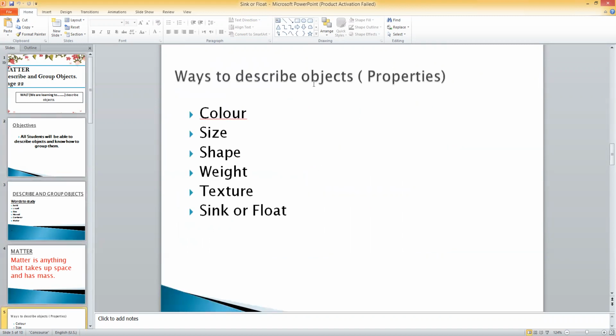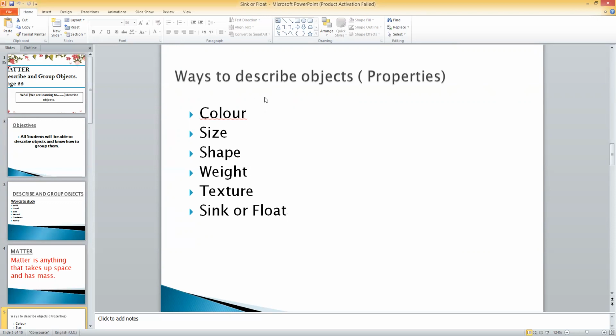Then also ways to describe objects, I mean the properties. How can you describe your object? You can describe by the color, size, shape, weight, texture, sink or float.